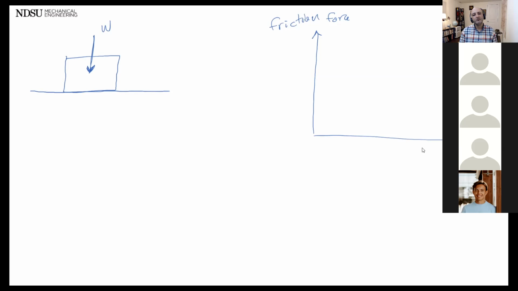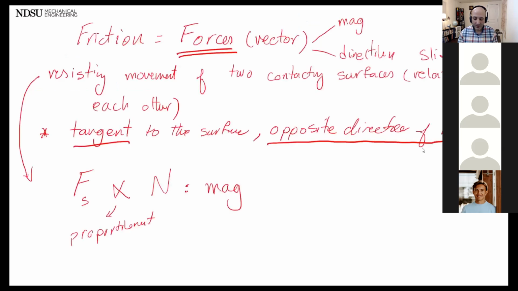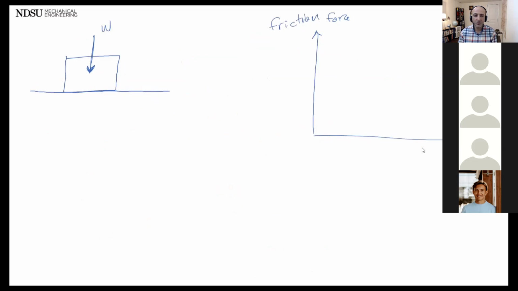Wouldn't it be 0 because it's not moving? It's not moving, okay? Remember, friction is a force resisting a movement. If there is no movement, it's not going to resist. All right. So at this point, it's 0.